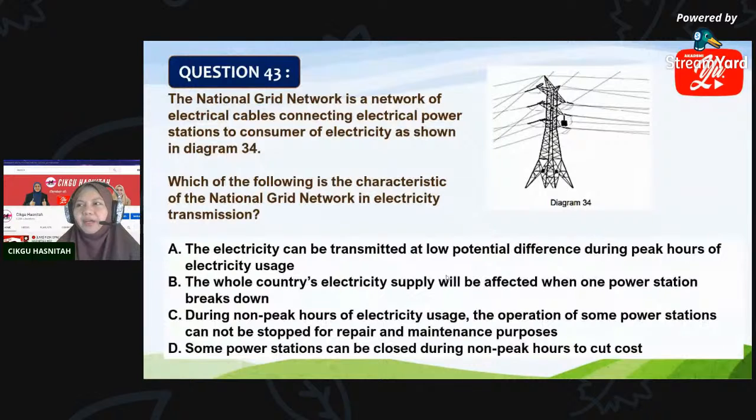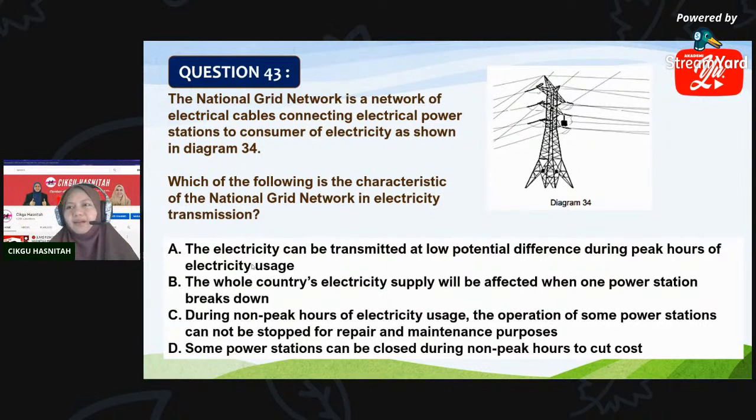Now 43. 43 is a common question. I believe you are familiar with this question. This is diagram 34. It shows a national grid network. It's a network of electrical cables connecting electrical power stations to the consumers of electricity. The question is, which of the following is a characteristic of the national grid network in electricity transmission? All the answers are very long, so you have to read them carefully to come to the correct answer.